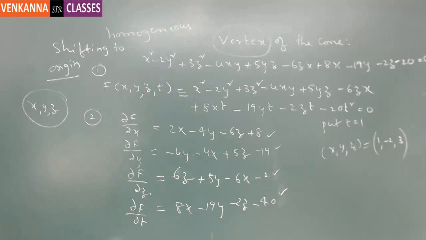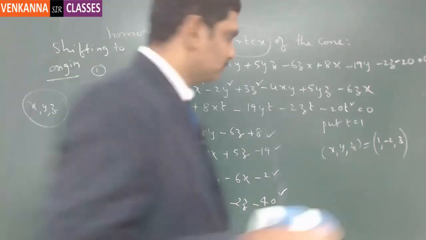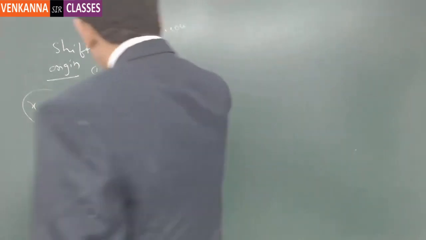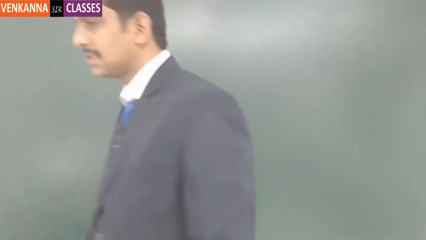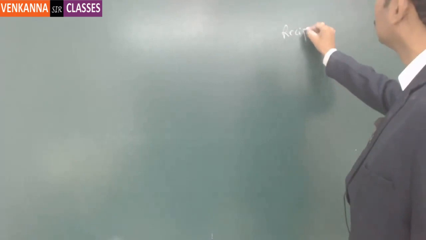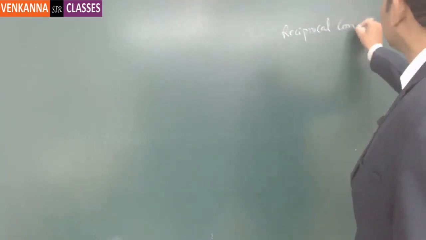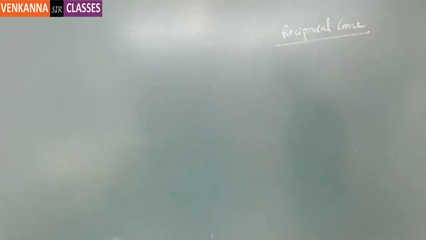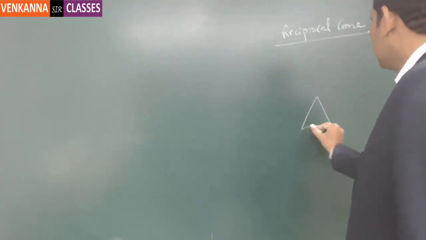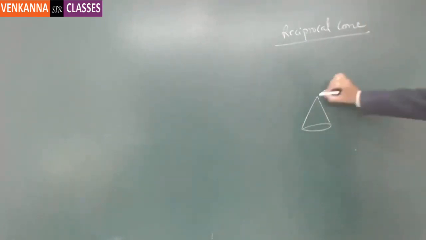Now we move to the interesting one, the concept of the reciprocal cone. In other words, we can call it the tangent cone. In the first class, I hope that I gave some pictures of the reciprocal cone. So here it comes like that. Suppose this is a cone and this is its vertex.